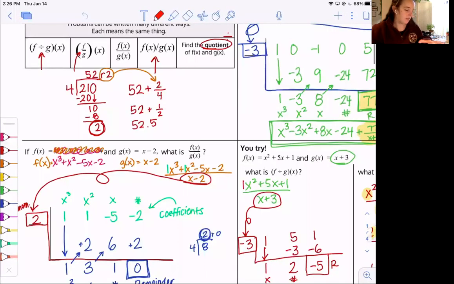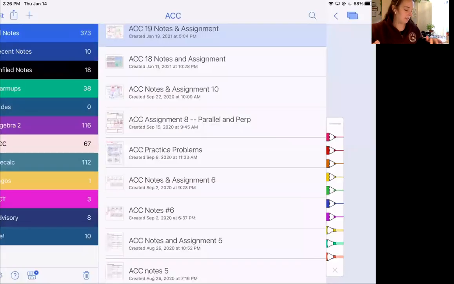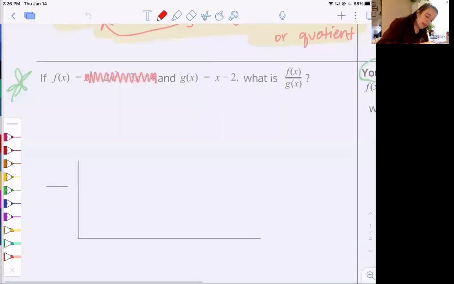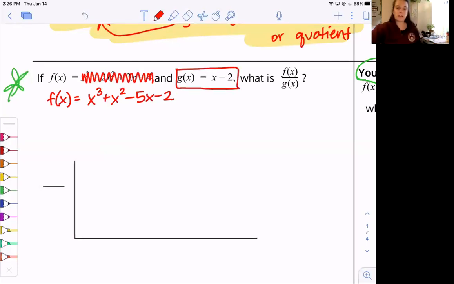Okay, this is the f of x that we're writing down: x to the third plus x squared minus 5x minus 2. Let me go back to ours. Here we go. Thanks for your patience. And then we're going to use this g of x right here, x minus 2.